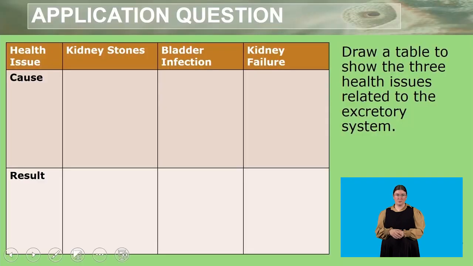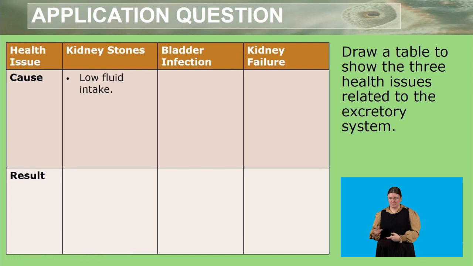Okay, moving on to our next question. We have an instruction in front of us, and it says draw a table to show the three health issues related to the excretory system. So the table here shows the three health issues that we learned about, namely kidney stones, the bladder infection, and kidney failure. In the table, we must write down what causes each health-related issue and what the results of the health issue are.